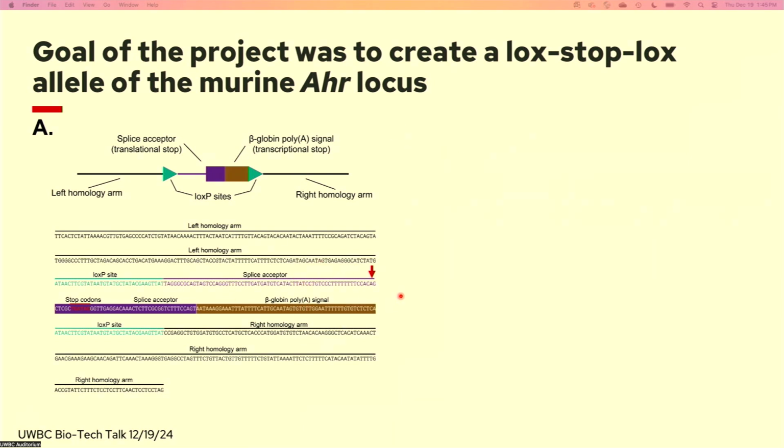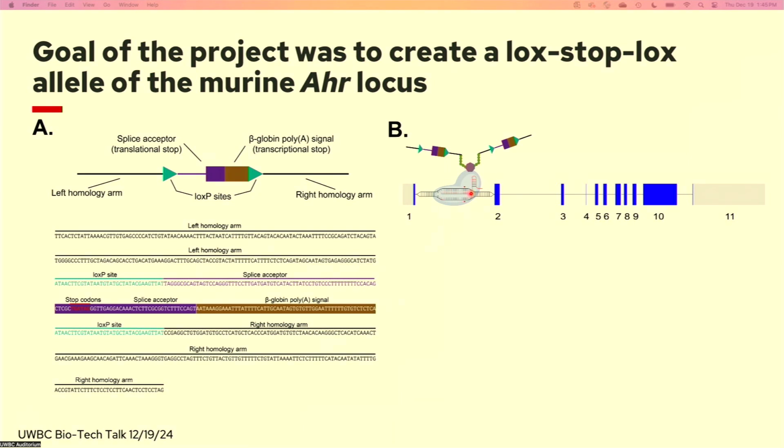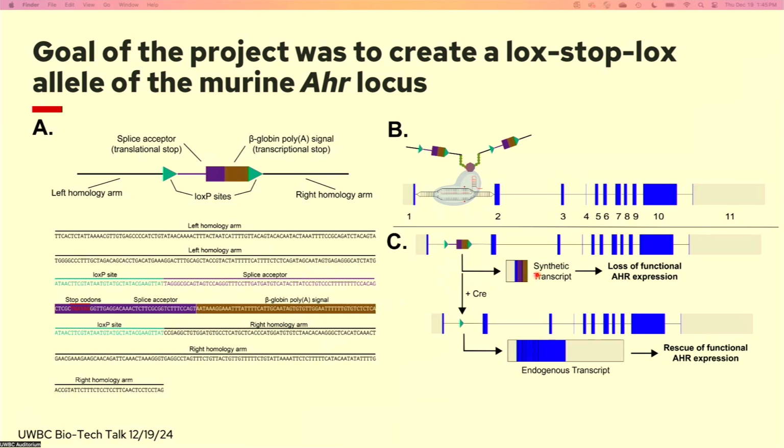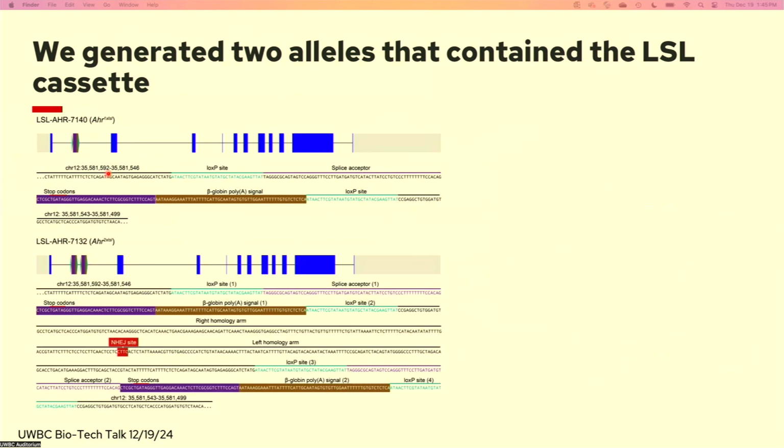And the design of this project was such that we target to the first intron of AHR, the AHR locus, where then we would create a synthetic transcript and loss of function allele that could then be rescued with recombinase expression. We generated two founders. The first had the insertion exactly as expected. And we also generated a second founder in which we had a tandem insertion that was joined together, presumably by non-homologous end joining.